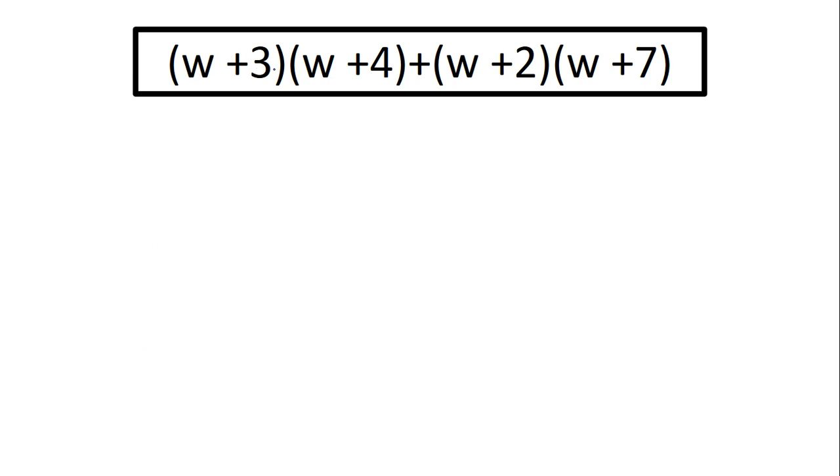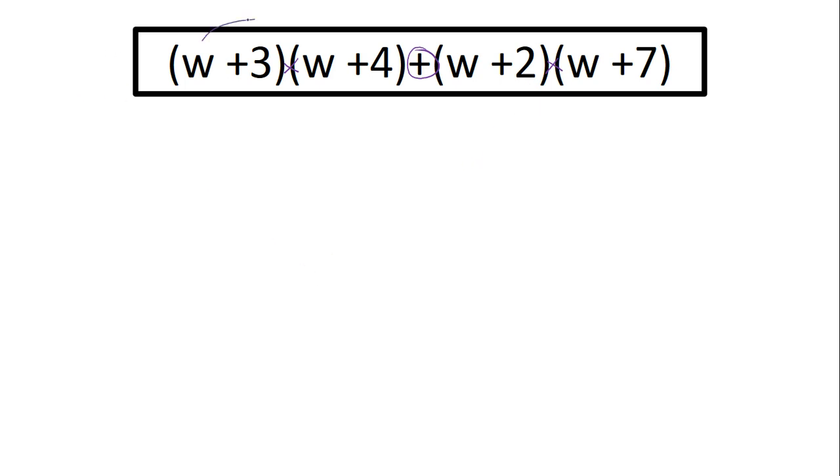Now, this is a little complicated question, but it's almost the same. Okay, now we have (w plus 3) times (w plus 4). Then there is a plus sign in between, do not forget. And we have (w plus 2) times (w plus 7). So between these two brackets, I have a multiplication sign. Between these two pairs and two pairs, I have a plus sign. And again, on this side, I have a multiplication sign.